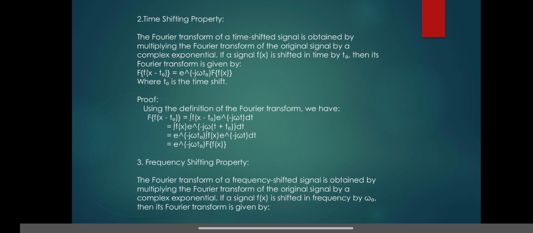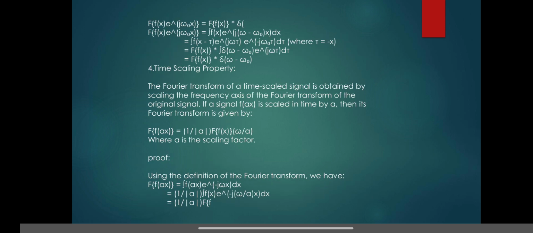The third one is the frequency shifting property. The Fourier transform of the frequency shifted signal is obtained by multiplying the Fourier transform of the original signal by a complex exponential. If a signal f(x) is shifted in frequency by omega naught, then its Fourier transform will be given by the Fourier transform of f(x) e power j omega naught x equals the Fourier transform of f(x) into delta of omega minus omega naught.